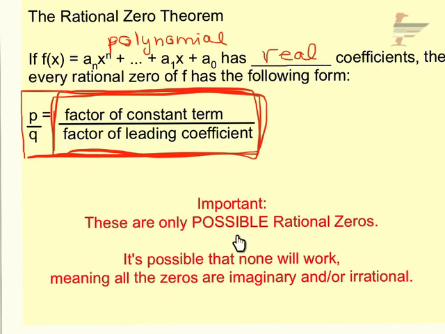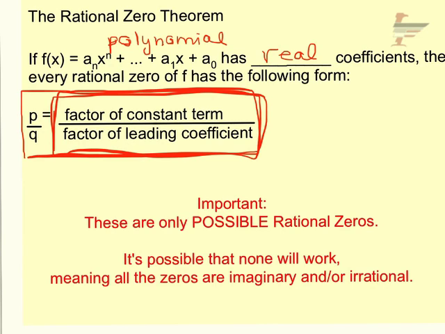What's really important about this theorem is it's only possible rational zeros. That doesn't mean that any of them work, or it might mean that all of them are possibilities. We'll look at some examples. All it's telling you is that these are possible zeros. Then you actually have to test them out to make sure that they really work, because it's possible that none of these are going to work. That means all of the zeros are actually imaginary or irrational or a combination of the two.